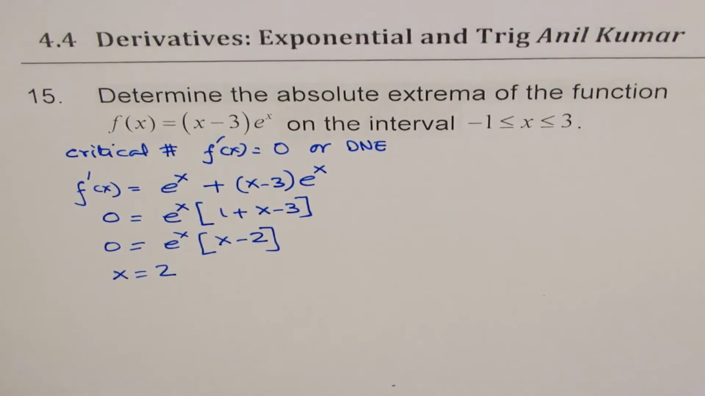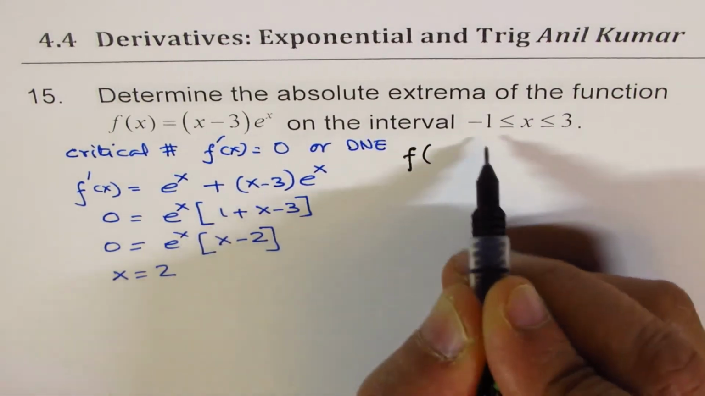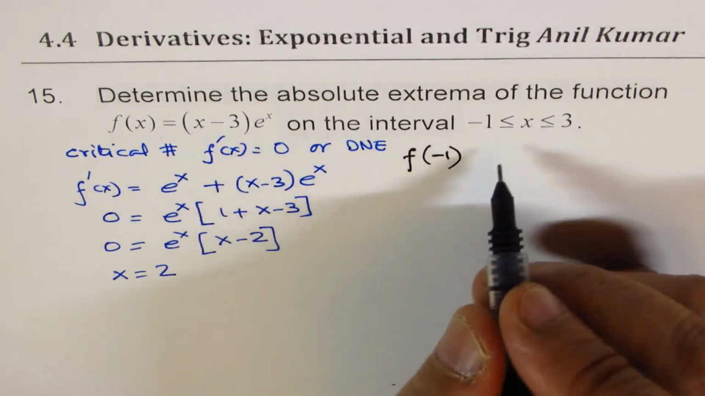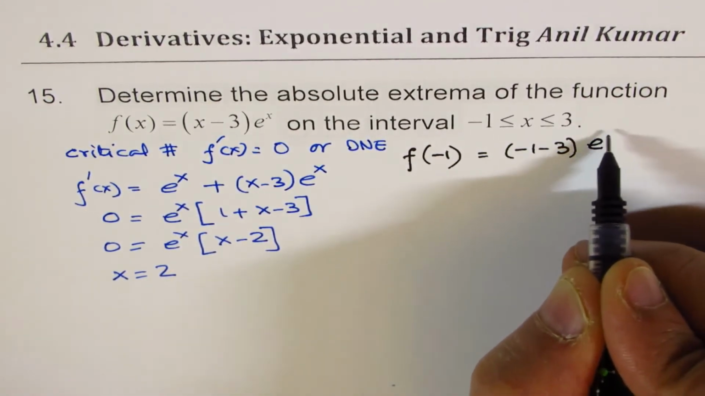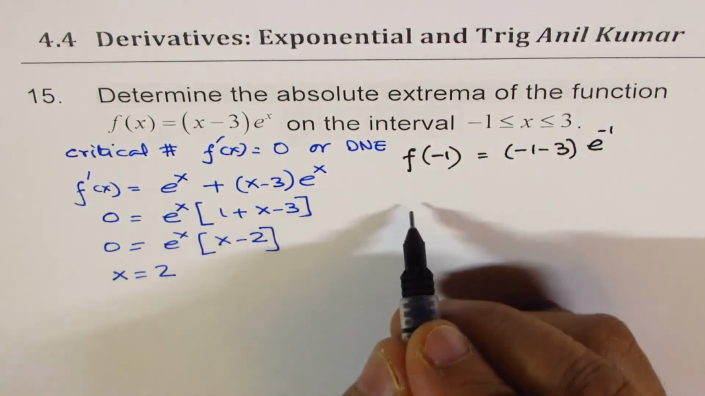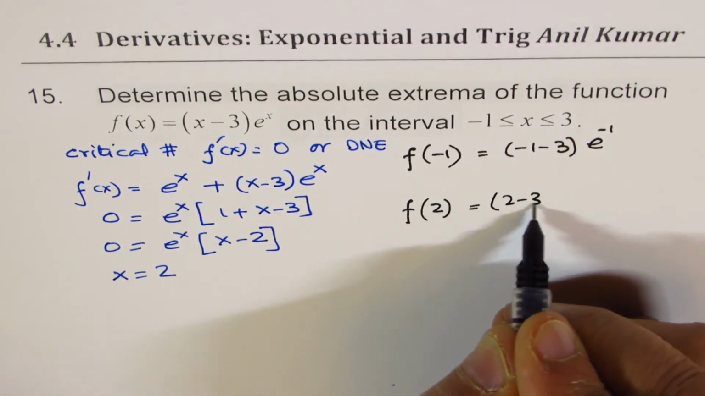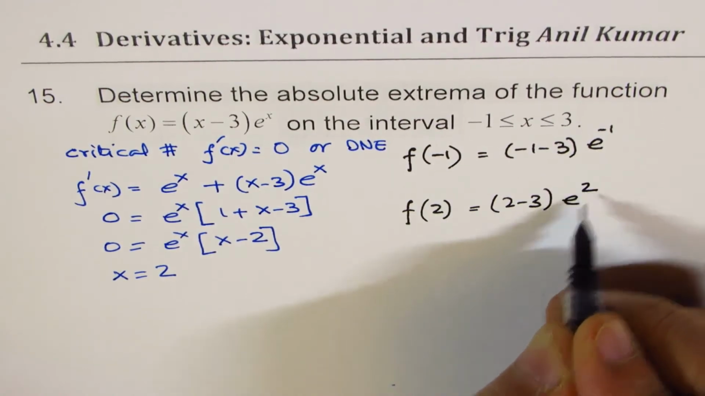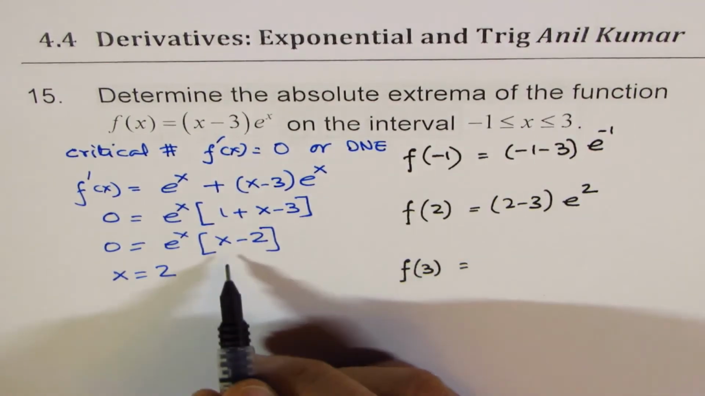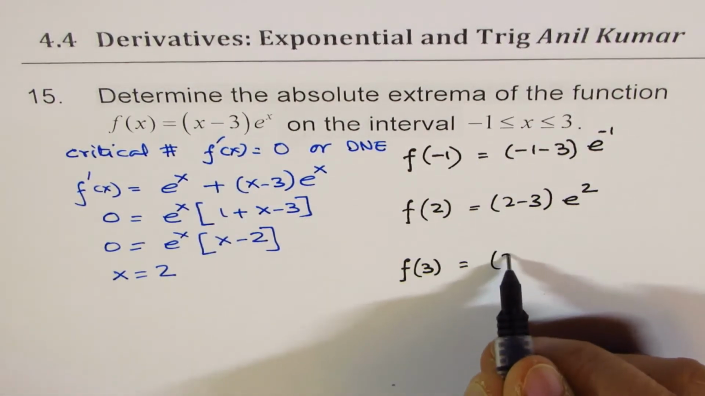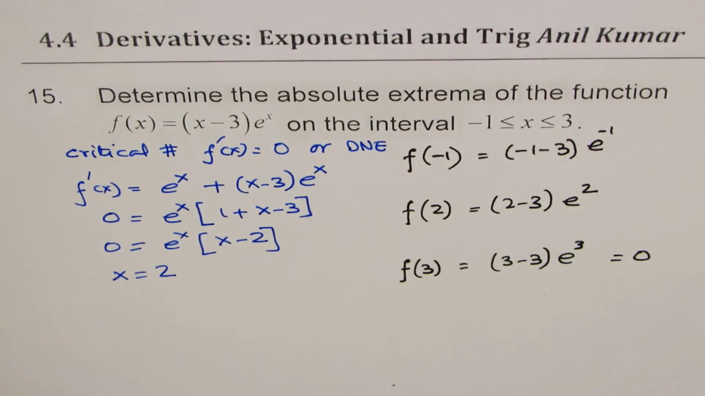Now to find the absolute maximum and minimum, we'll find the values of this function at minus 1. We can substitute that here. So we get minus 1 minus 3 times e to the power of minus 1. We'll calculate at 2 the value of the function, which is 2 minus 3 times e to the power of 2. And then we'll also calculate at 3. So at 3 it will be 3 minus 3 times e to the power of 3. Well, that is 0, correct? We'll calculate the other values.